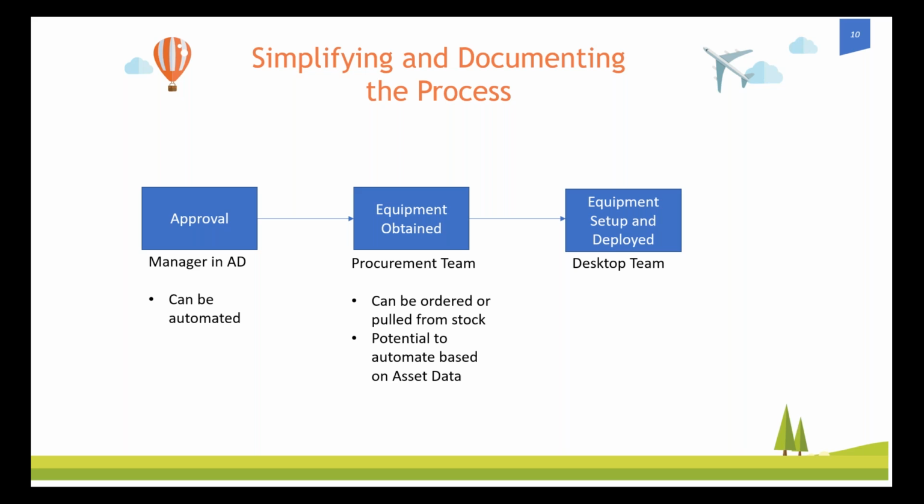And then next, the equipment is obtained from the procurement team. This step is kind of variable because this is the biggest step that is different between organizations. Sometimes the hardware could just be pulled from stock if you've got a running inventory. Sometimes you don't, and so you have to actually order it from the vendor.